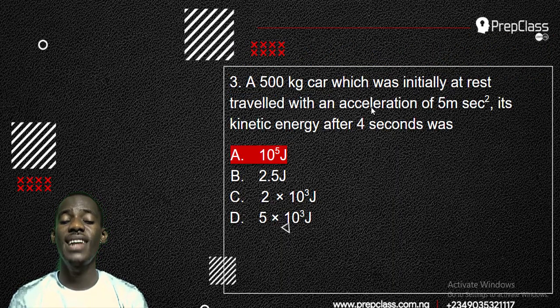10 to the power 5 joules. Now, there's nothing special about it. Just know the formula for kinetic energy as 1 over 2 mv squared, and then you are good to go. Now, don't forget that v can also become at, okay, like in this question. So let's go on now to number 4.